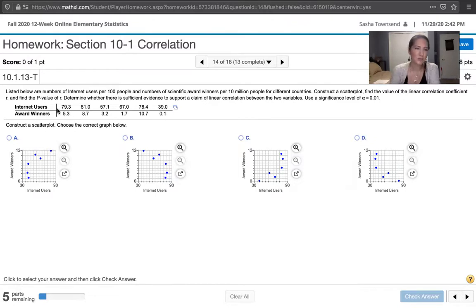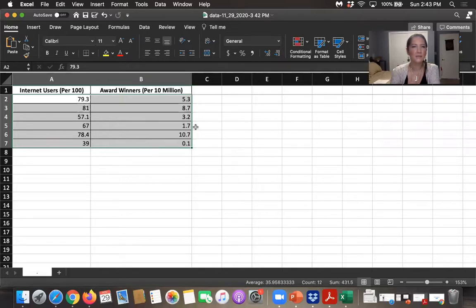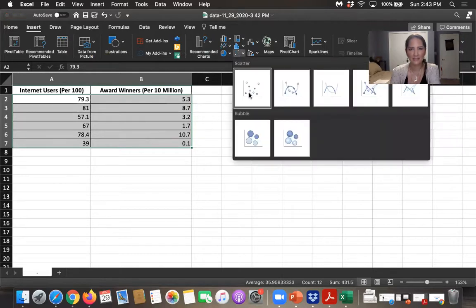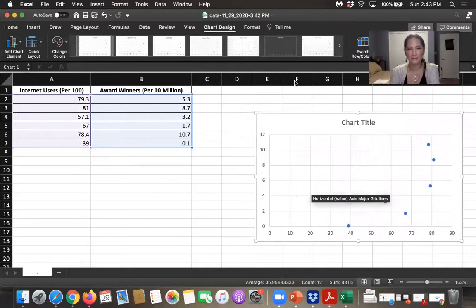And we're asked to construct a scatter plot from this data. So what I would do is I would use Excel to construct that scatter plot. So I would click on this, then I would say open in Excel. And when I do that, I have this list right here. So I would just highlight all of that data and then go to Insert. And then I have a little image that looks like a scatter plot. I'll select Scatter and I see my graph.